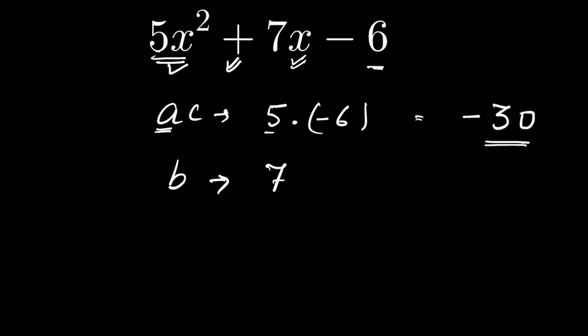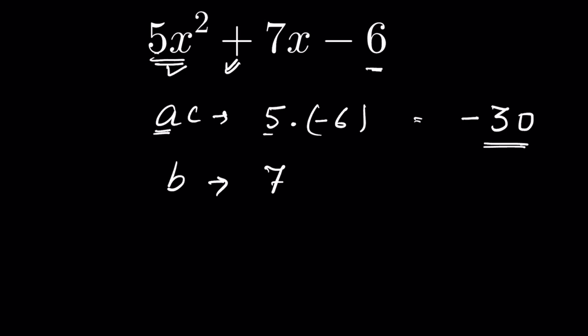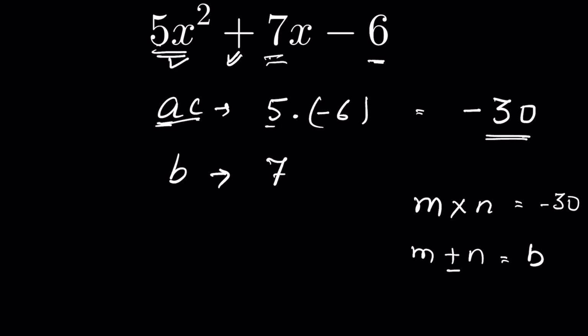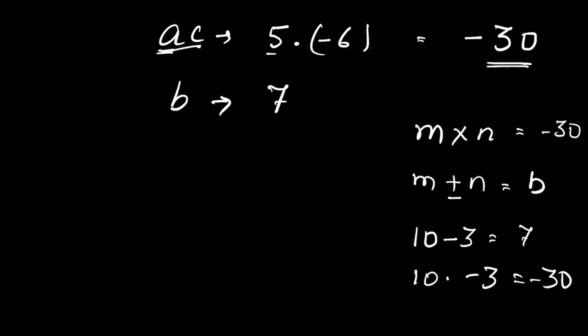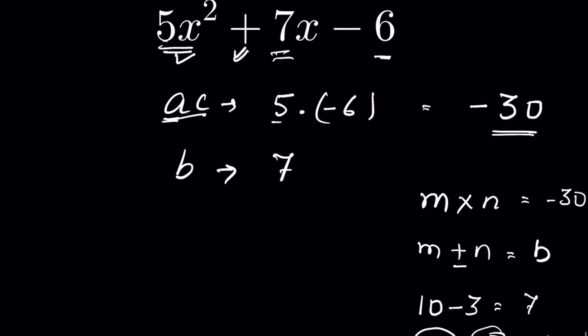Another way to understand it: we have to write 7 in terms of two numbers m and n, such that m times n is equal to ac, and when we add or subtract, it should be equal to b, this 7. So 7 we can write as 4 plus 3, but 4 times 3 is 12. We have to get 30. 10 minus 3 is equal to 7, and 10 times minus 3 is equal to minus 30. That means the two numbers are 10 and minus 3. So this is called the hit and trial method.